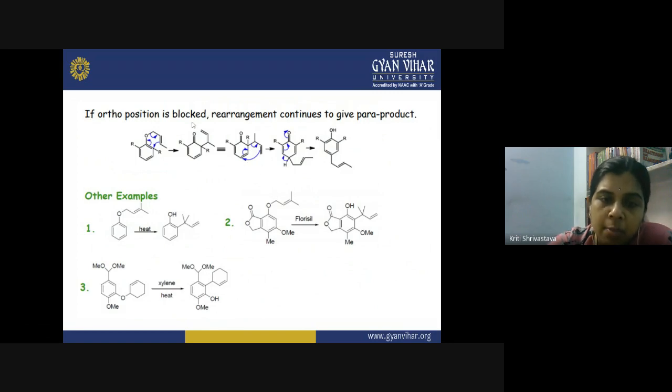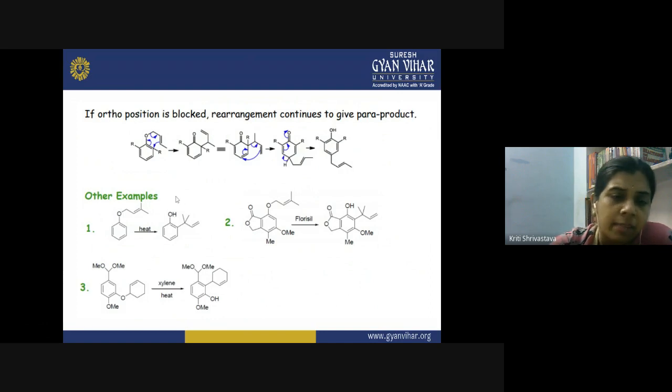So the same type of attack is taking place two times, and therefore first it is observed with the inversion of the configuration, and second you will get the retention of the configuration. So if you want retention of configuration in your product, in that case you should block the ortho position during the Claisen rearrangement.